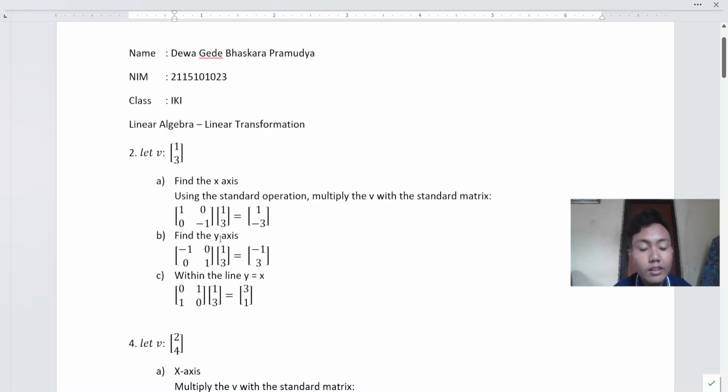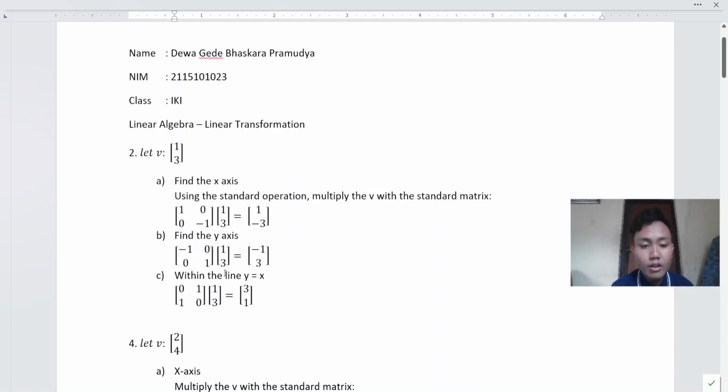To find the reflection across the y-axis, it is the same operation as for the x-axis. We multiply v by the standard matrix. The standard matrix for the y-axis is [-1, 0; 0, 1]. Multiplying with v, which is (1, 3): -1 times 1 is -1, 0 times 3 is 0, 0 times 1 is 0, and 1 times 3 is 3. So for the y-axis we get (-1, 3).